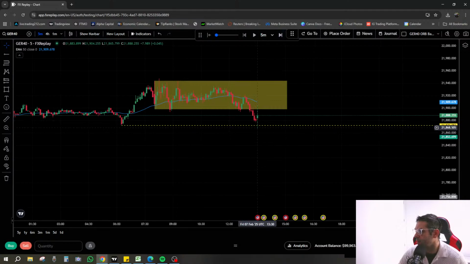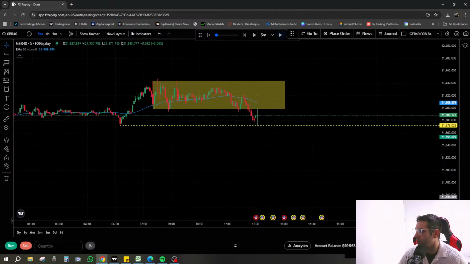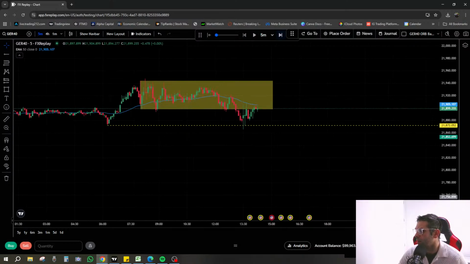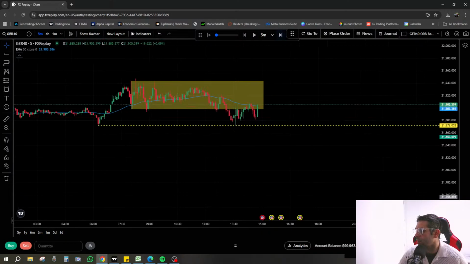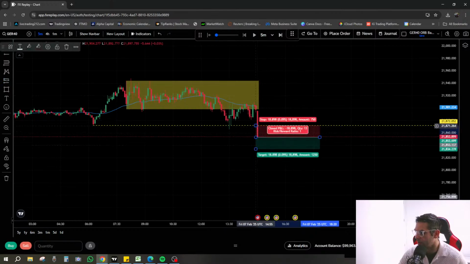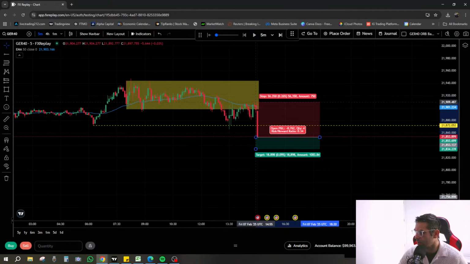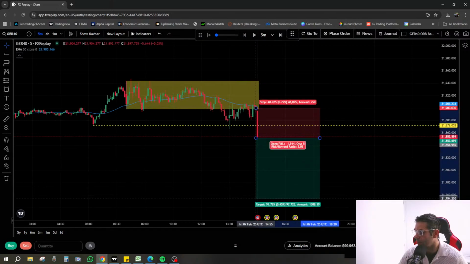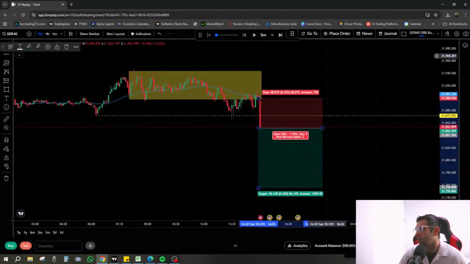And as I said, rejection, boom. Rejection, and let's see, it goes back into the range. And now we have a clear breakout, so I will go in, with a stop just behind this breakout candle, aiming for 1 to 2. Let's see what happens.